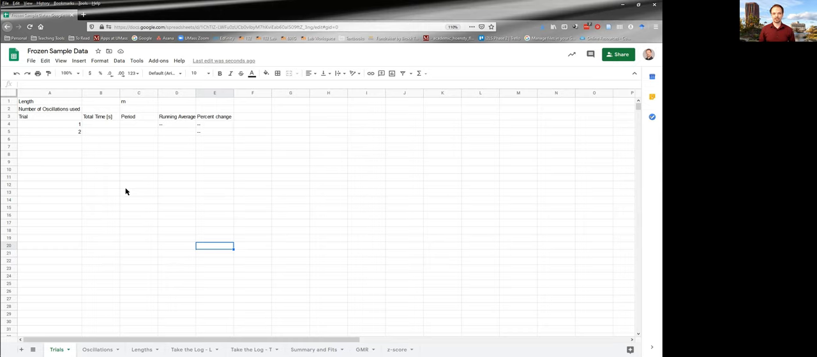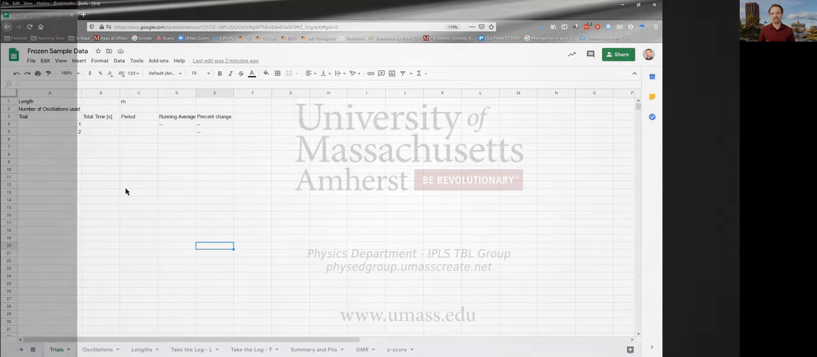So hopefully by now you've gone and determined a good number of oscillations to work with by doing some basic observations of your pendulum. And you're going to go through and determine the number of trials that you should do using the running average method we talked about in a previous lab. And this is going to be the first sheet in your workbook.